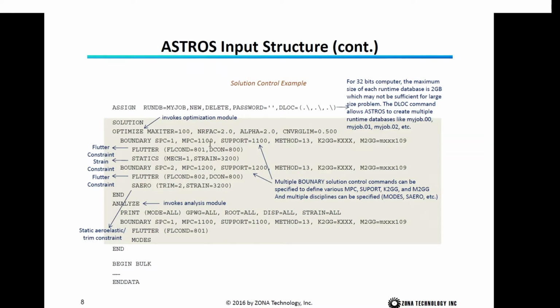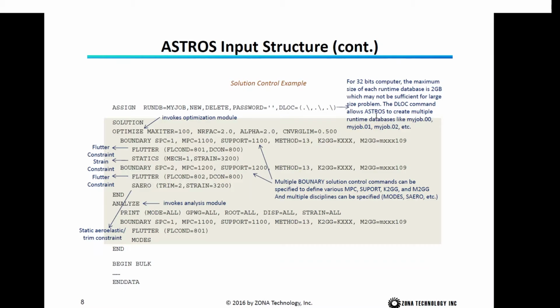And this is an example of an ASTROS input file. And you say assign runDB equals myjob. Okay, so you create myjob.edb, myjob.00, and then there's a command called dlog, and for a 32-bit computer, the maximum size of each runtime database is 2 GB, which may not be sufficient for a large size problem.